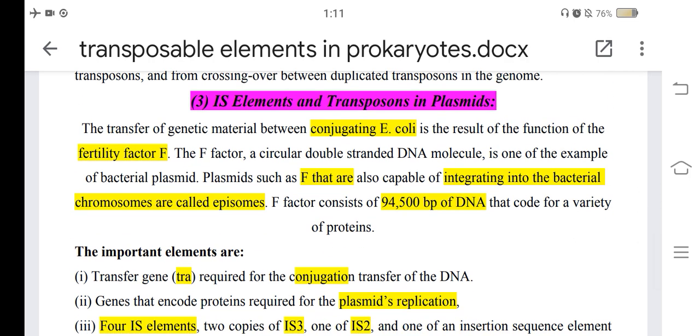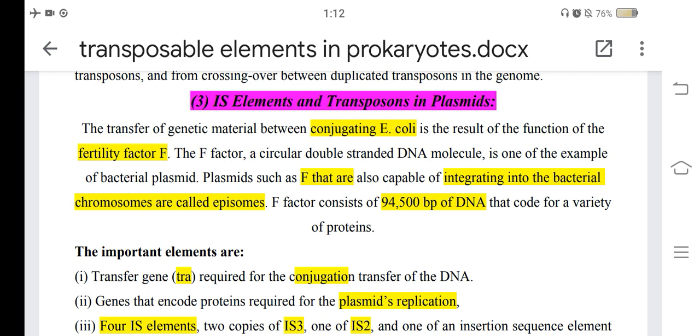The transfer of genetic material between conjugating E. coli is the result of a function of the fertility factor F. The F factor, a circular double-stranded DNA molecule, is one of the examples of a bacterial plasmid. Plasmids such as F that are also capable of integrating into the bacterial chromosome are called episomes.